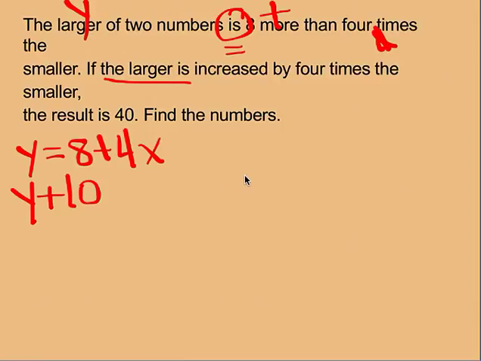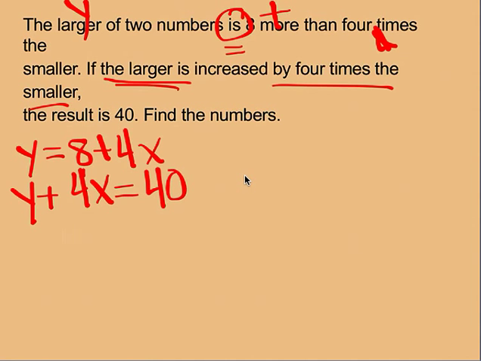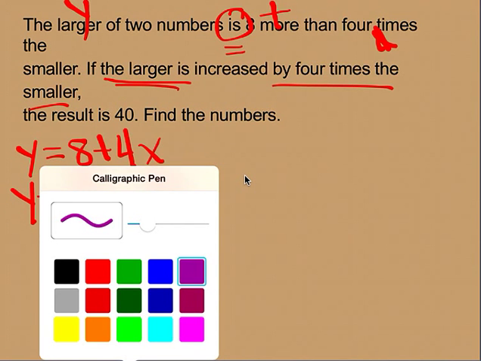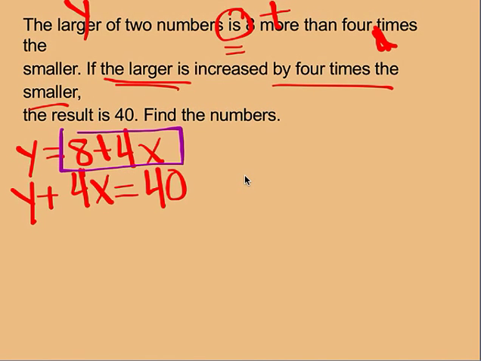Oops, sorry, where did I get 10 from? If the larger is increased by 4 times the smaller, the result is 40. Okay, so now we're going to use some substitution. I have that Y is equal to 8 plus 4X. So Y is equal to that, and I can substitute it for Y in that second equation.